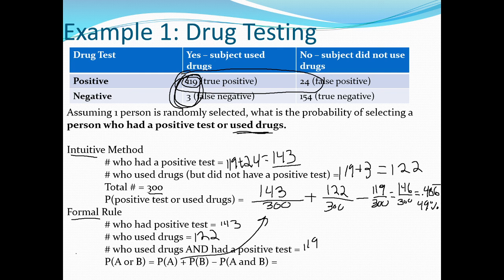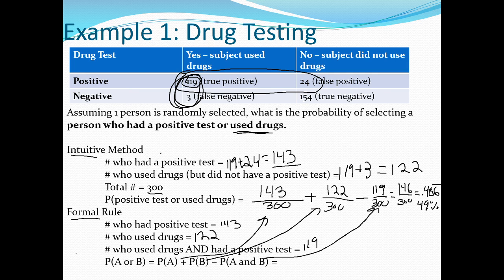Probability of A is this fraction. Probability of B is that fraction. Probability of A and B is that fraction. In fact, if you want to, you can just leave off the fraction. Just do 143 plus 122 minus 19 and get your number, and then just divide that by the total number of people, which in this case is 300. But I just prefer to keep everything as a fraction just to make sure I'm consistent. But that's the idea here about how to use this addition and intuitive rule.